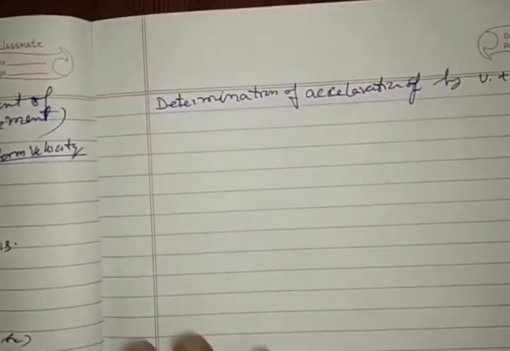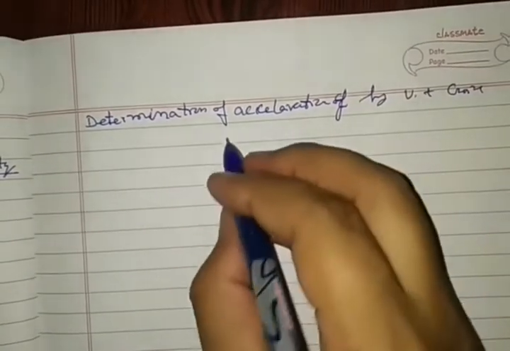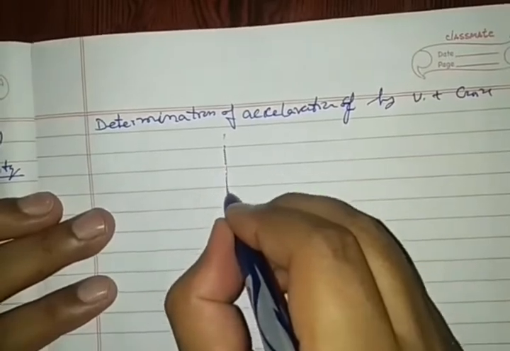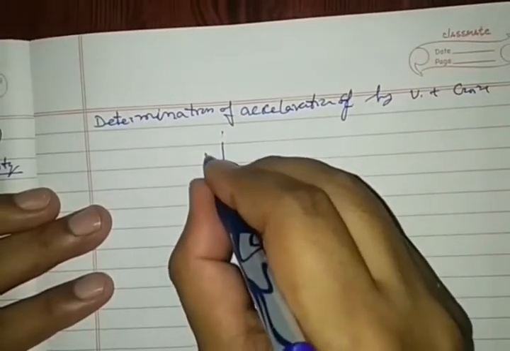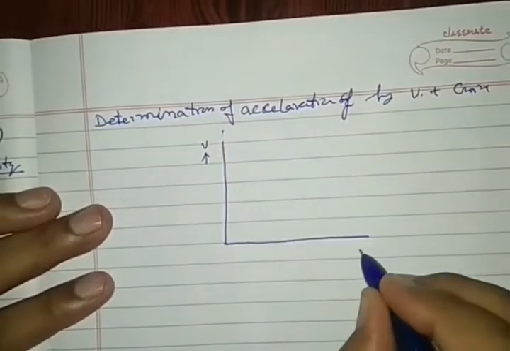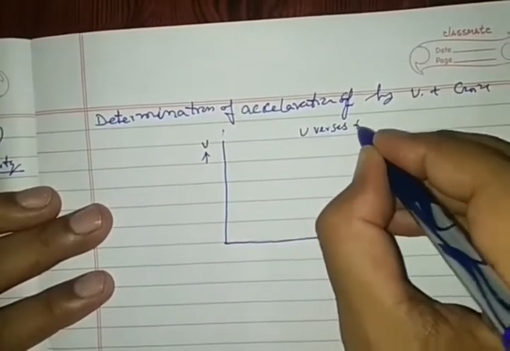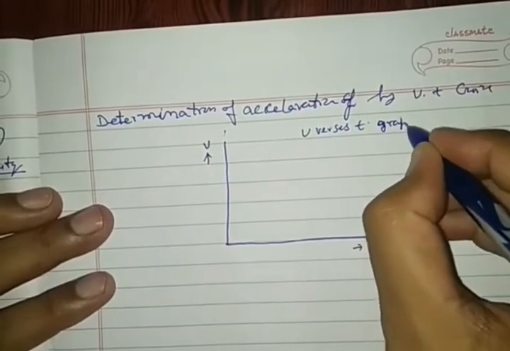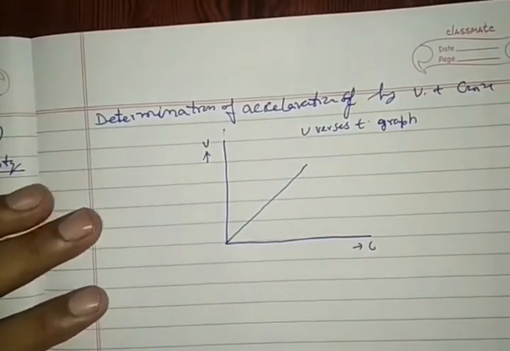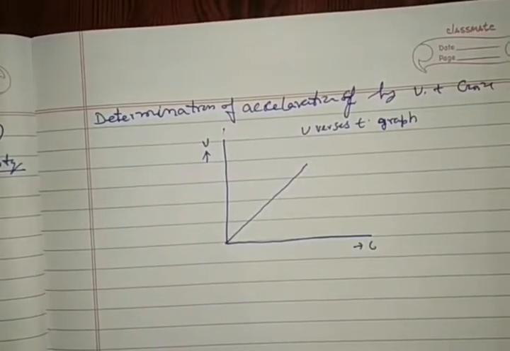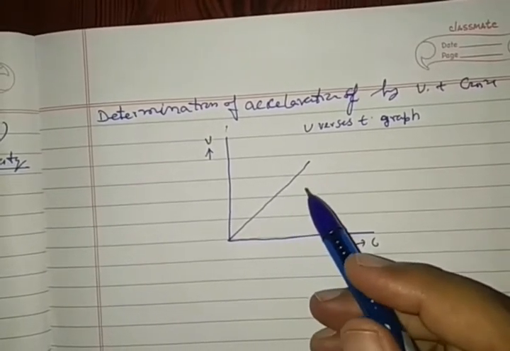Now see one more thing which can be understood by this graph. This same graph is between velocity versus time. This is called a velocity versus time graph. Here in this graph, a straight line is given. Either in the graph, a straight line or a curve is given.